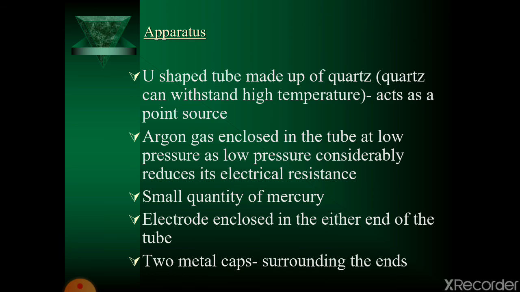Let's see in detail. A U-shaped tube made up of quartz. Quartz can withstand high temperature and acts as a point source. Argon gas is enclosed in the tube at low pressure, as low pressure considerably reduces its electrical resistance. A small quantity of mercury. Electrodes are enclosed at either end of the tube. We have seen two metal caps surrounding the ends.